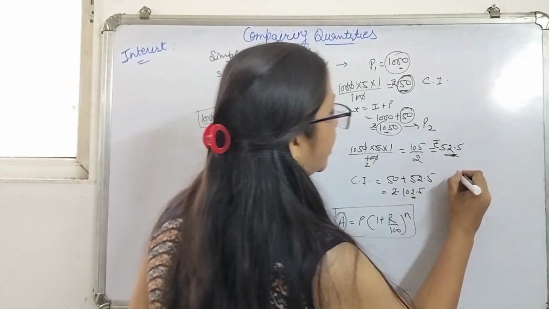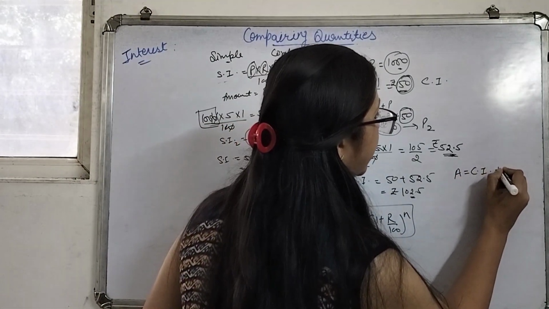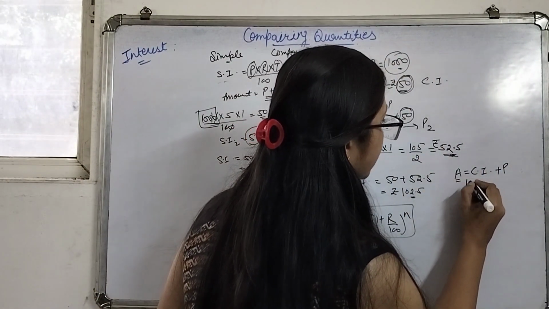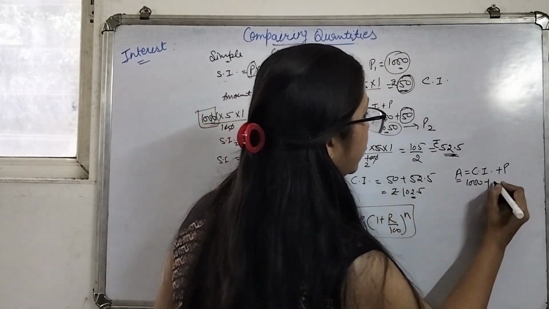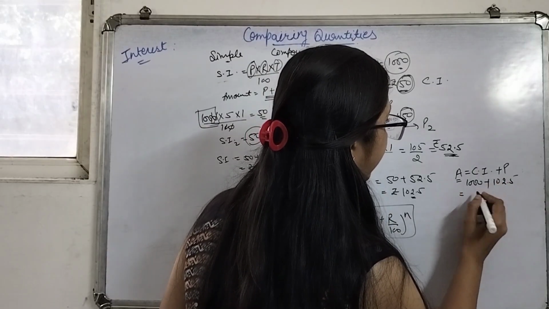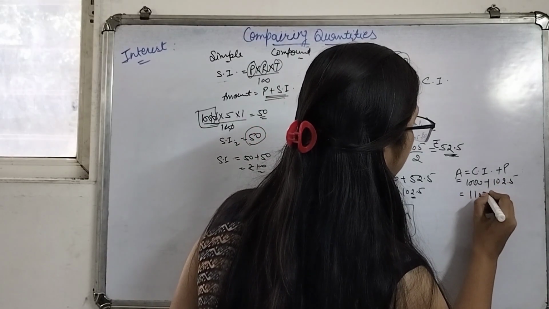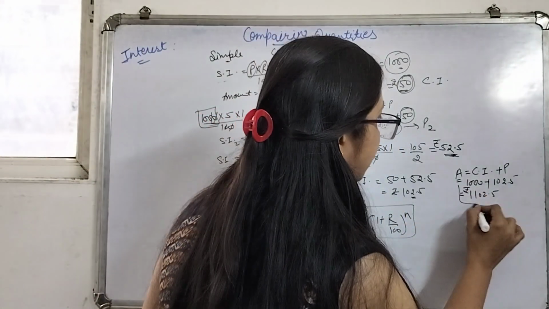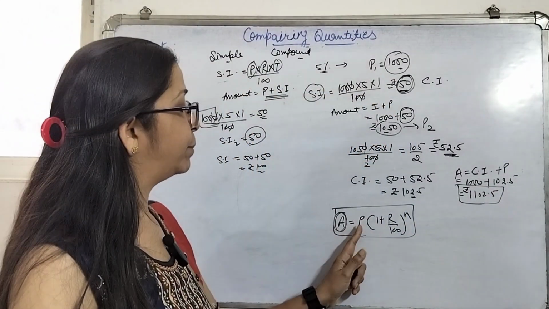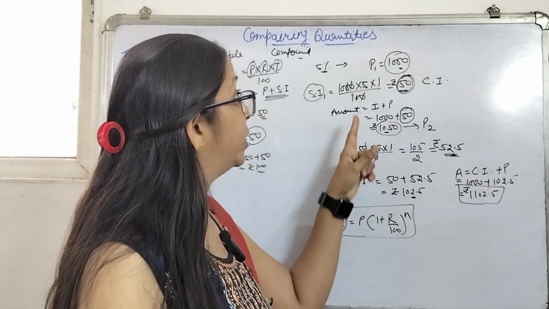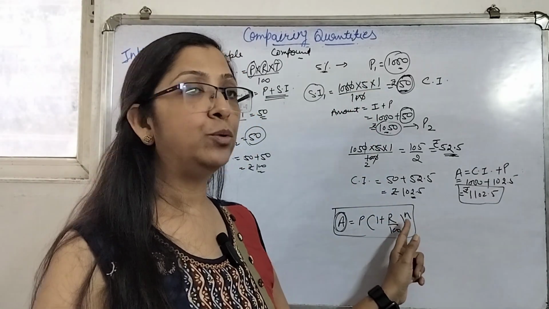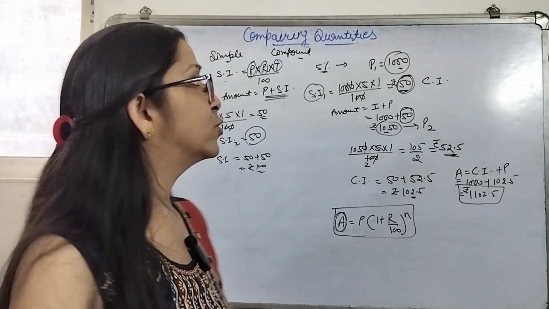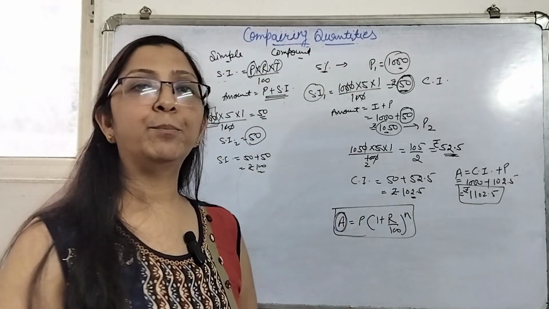Amount means your compound interest plus principal. That means principal was your 1000 rupees and compound interest is your 102.5. That means 1102.5 rupees is the amount. So by this formula, if we keep P equal to 1000, R equal to 5 and N equal to 2, we will get the value 1102.5. So this is how we can calculate the compound interest.